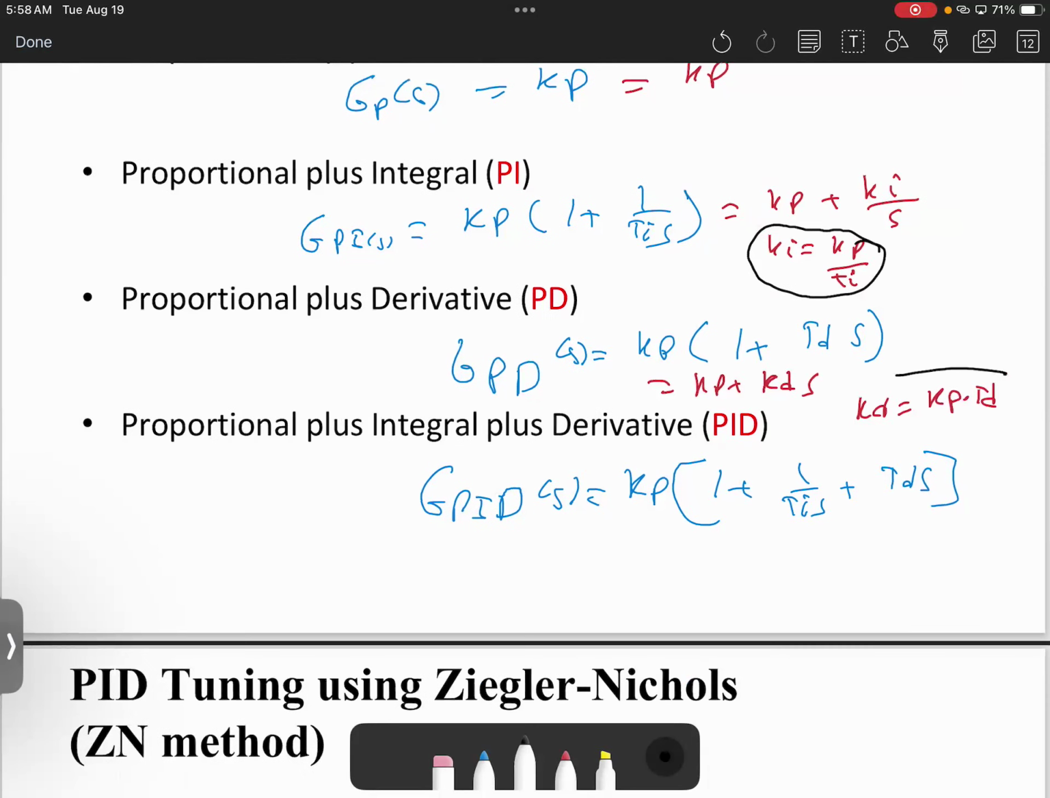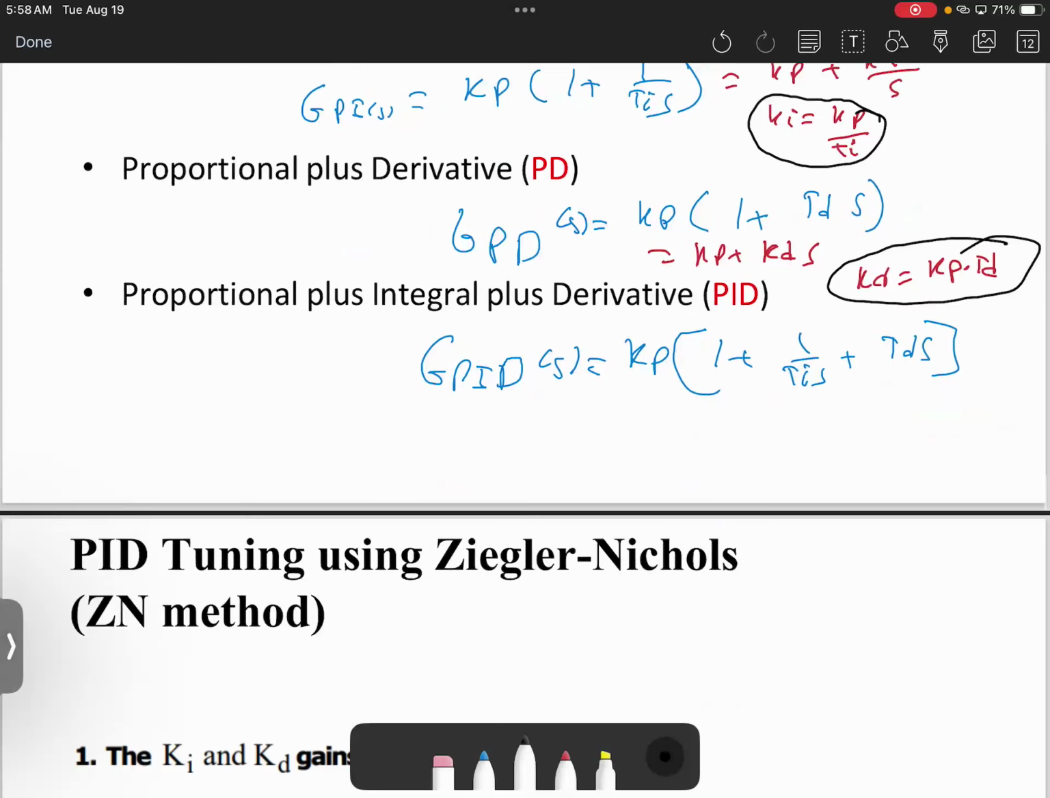Therefore, the transformation between these two is important. You need to know how to do it. This is a relationship. Then the last thing is this one.